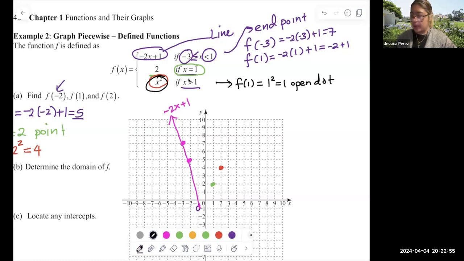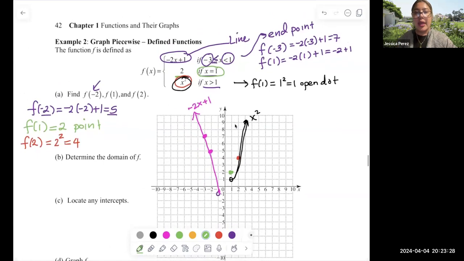So the point 1, 1 is open, so this would go like this. And this looks like a quadratic shape. This is x squared, and this little point is by itself. So you're divided into 3 pieces: this -2x plus 1, the point, and then this quadratic of x squared.